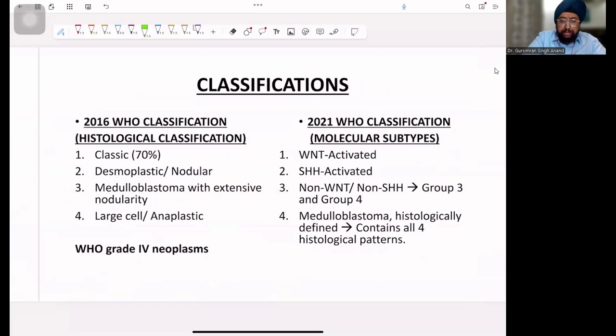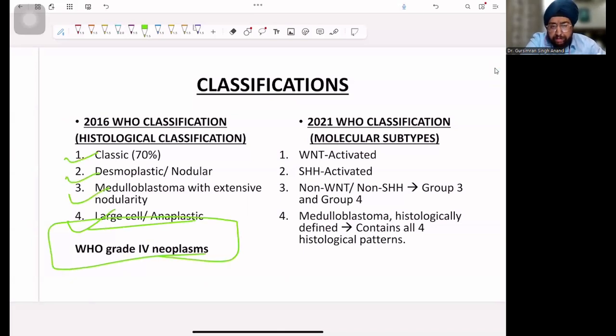Now, let us look at two classifications. Okay. The 2016 WHO classification divided it on the basis of histology. I've already told you four types: classical, desmoplastic, the medulloblastoma with extensive nodularity, and your large cell or anaplastic. And all of these are considered WHO grade 4 neoplasms. But the current classification that we use is your 2021 classification. This is based on molecular subtypes. Okay. These two I've already told you. Okay. The non-WNT, non-SHH consist of two groups, group 3 and group 4. And the fourth one consists of all your histological classifications.